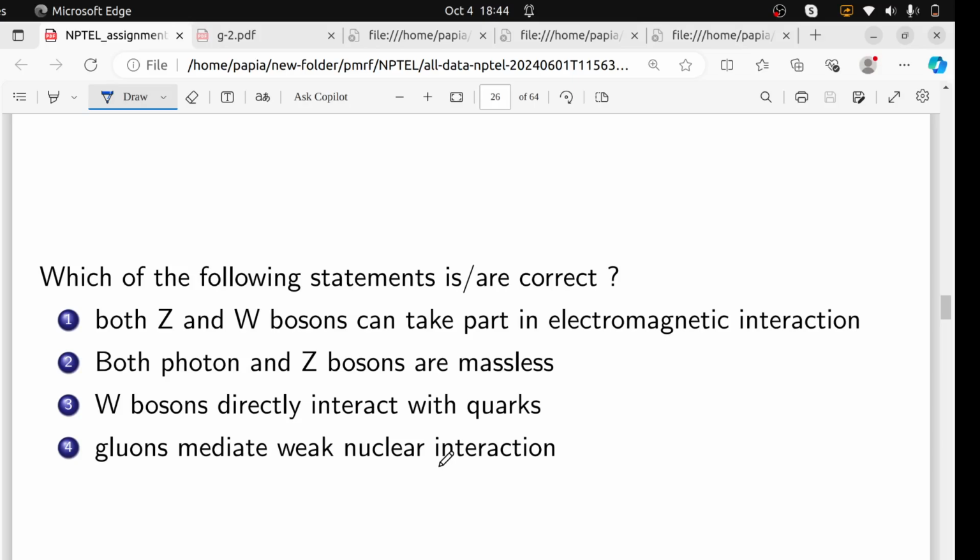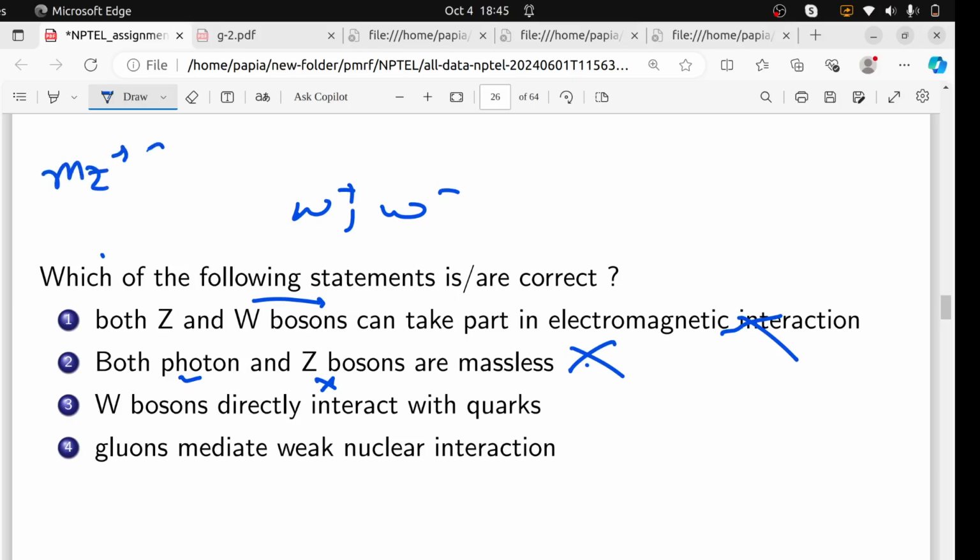So first one, both Z and W boson can take part in electromagnetic interaction. That is not correct. Why is it not correct? Because W can interact in electromagnetic interaction, it has W plus, W minus. But Z does not have any electric charge, so it cannot participate in electromagnetic interaction directly. Okay? So first one is not correct. Both photon and Z bosons are massless. That is not correct. Photon is massless, that is fine, but Z boson is not massless. Mass of Z is 91 GeV by c square. So it is not massless.